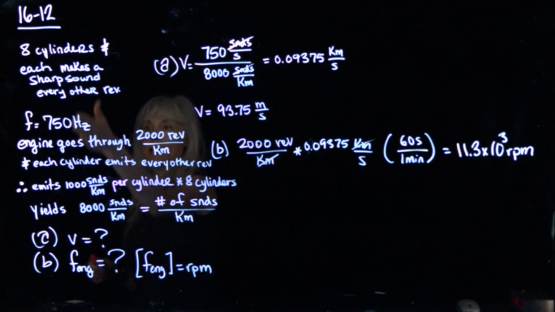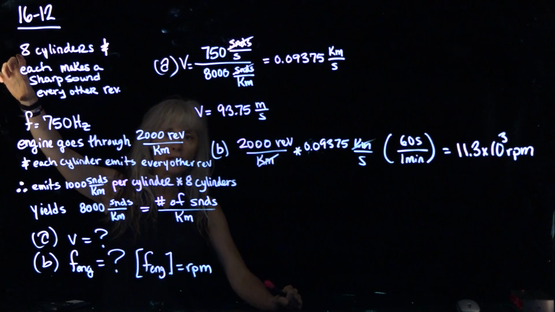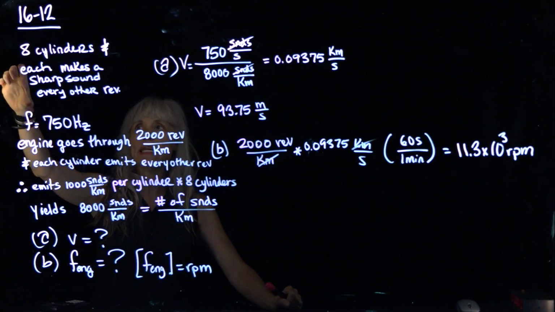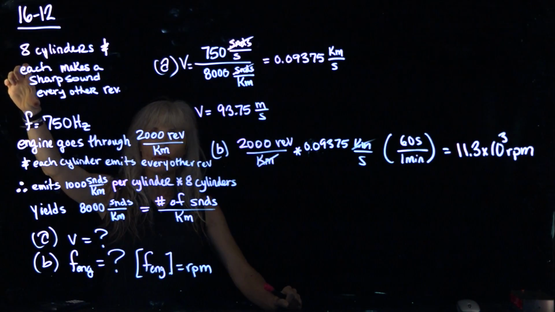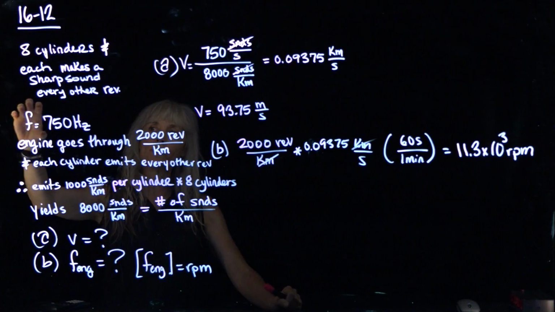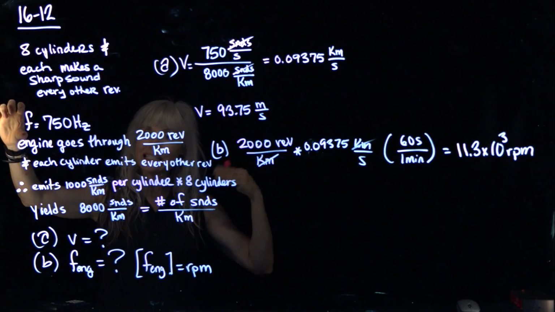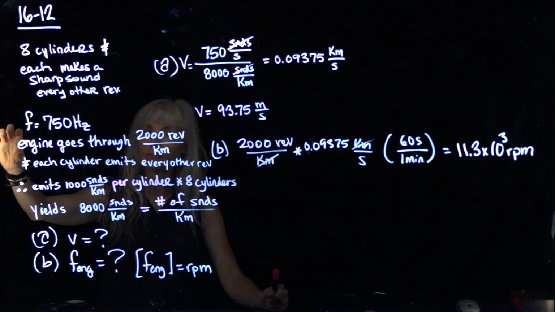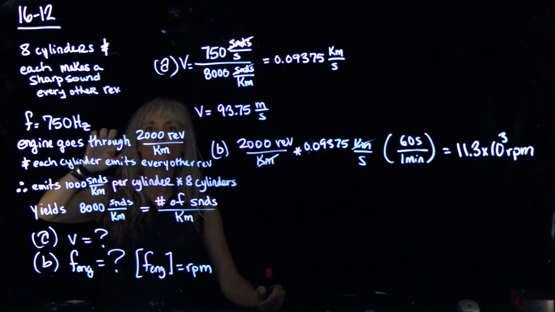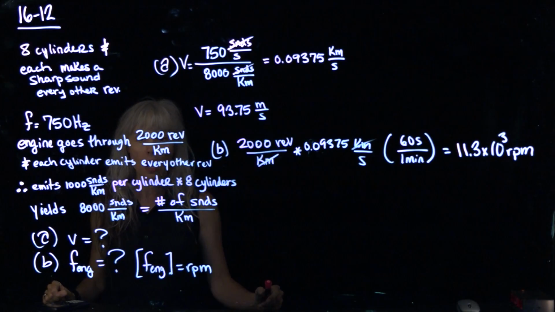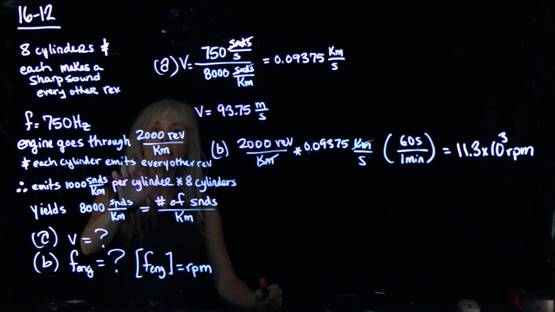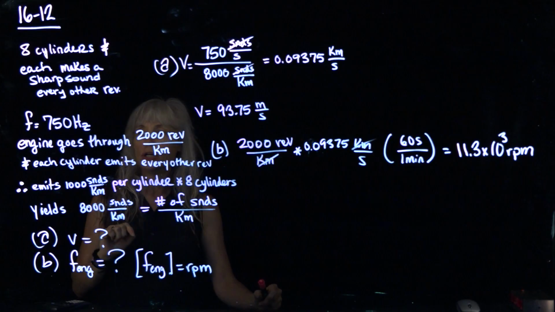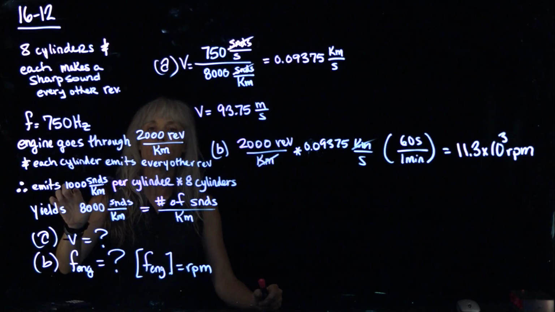So I've summed up the information here on the left-hand side. We're told that the engine is an 8-cylinder engine and that each cylinder makes a sharp sound every other revolution. We're also told the sound wave being emitted by the car is 750 hertz. That's 750 cycles or clicks per unit time. We also know that the engine goes through 2,000 revolutions for every kilometer, and each cylinder is emitting a sound for every other revolution. So that means that sound is emitted for each cylinder 1,000 sounds per kilometer.